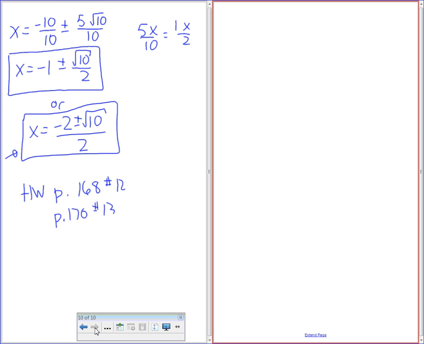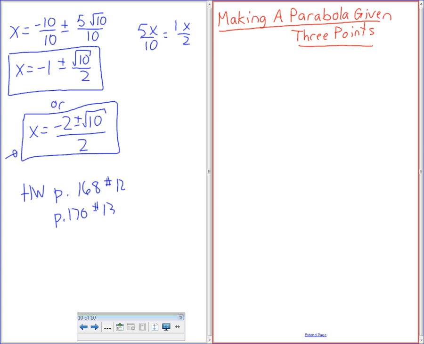Okay, so in this lesson, I'm going to give you 3 points. If you are given any 3 points, you can make a parabola out of them, which is pretty cool. If you think back to grade 9, if they gave you 2 endpoints, you would be able to make a line. If you're given any 3 points, you can turn them into a parabola, which is awesome.